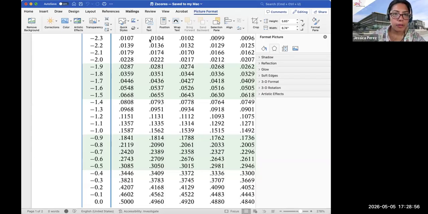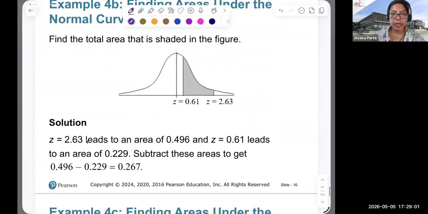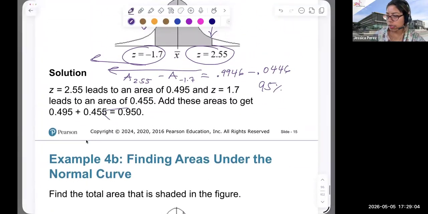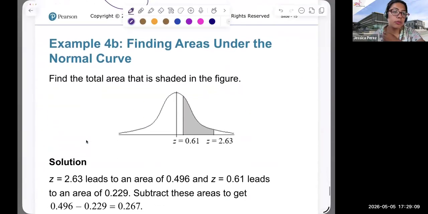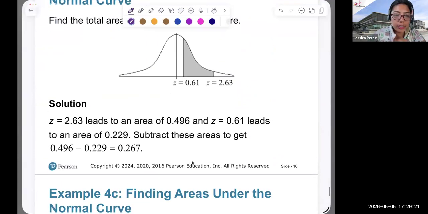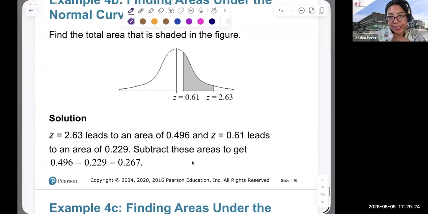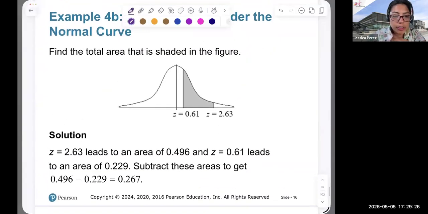Okay, so let me share my screen again. We find the region that we're interested in and we get 0.950, which is exactly what we got. Now, what if the total area is what we're looking for? There's our z-score. We have two z-scores. So how do we find this? Another way to find this is to use our calculator.